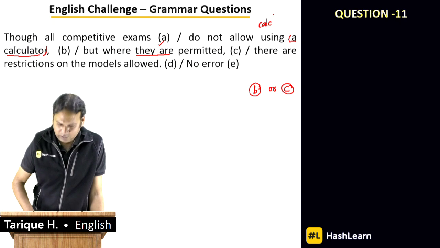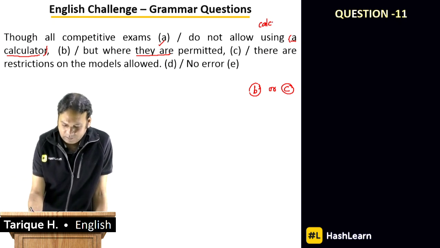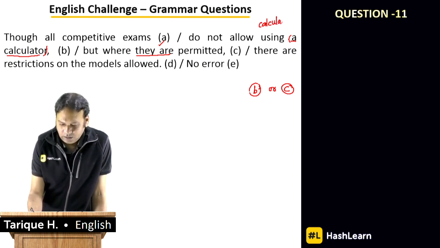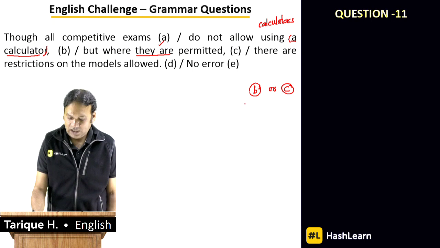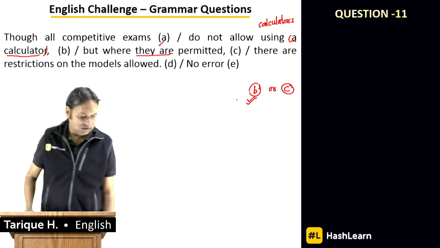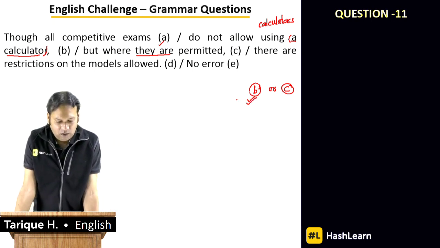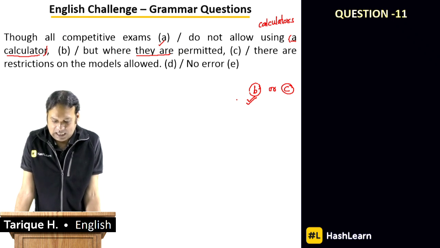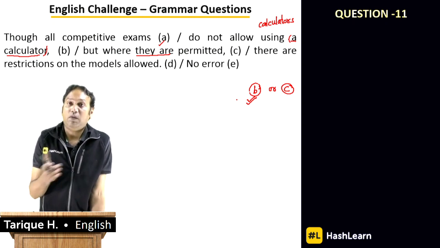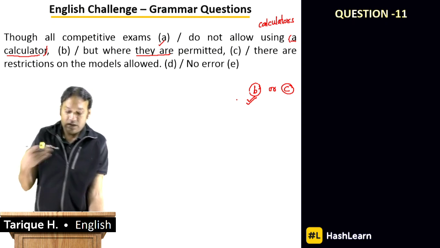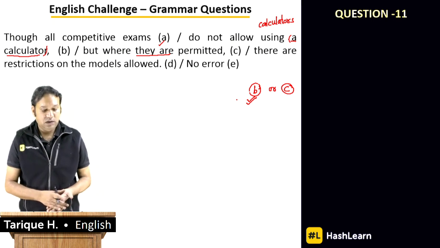Although I can correct the sentence in both ways, it would make more sense to think of it as calculators rather than a calculator, which is why I'm saying that the answer to this question should actually be B. Though all competitive exams do not allow using calculators, but where they are allowed. "They" here refers to the plural calculators. Where they are allowed, there are restrictions on the models allowed.